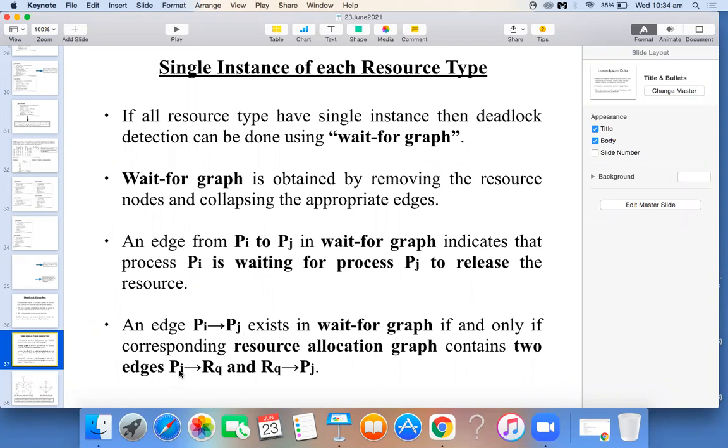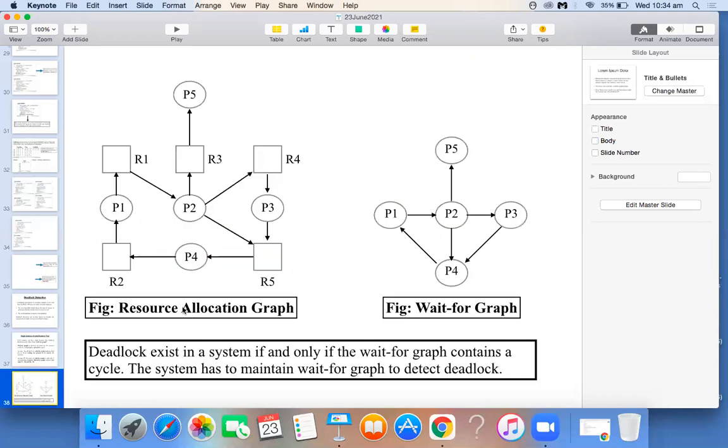If we have an edge like this, you can see where I am pointing with the mouse, in your resource allocation graph, then it can be easily written as Pi to Pj in your wait for graph. Clear with this? Okay, right. So you can see there is an edge from P1 to R1 and R1 to P2. Then if I remove this particular resource, how will your edge become now? Can anybody tell?